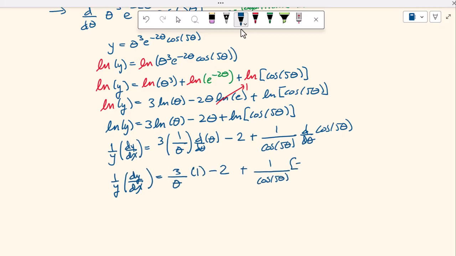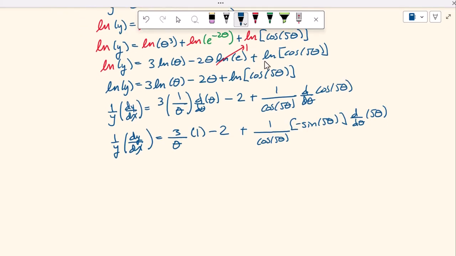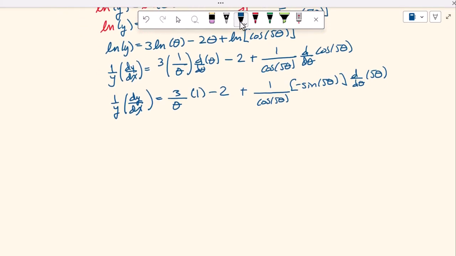Derivative of cosine 5 theta is negative sine of 5 theta times the derivative with respect to theta of 5 theta. There's that chain again. Got to make sure you chain it back. This is like a double linked chain. So we've got our derivative almost. So that's 3 over theta minus 2.